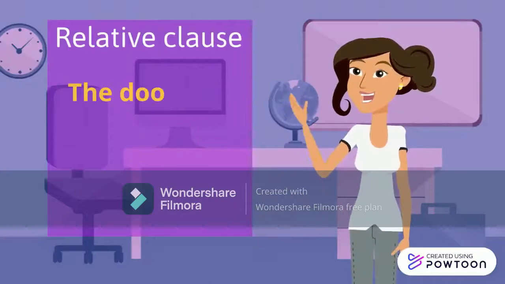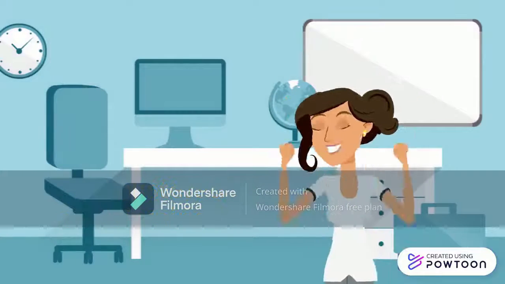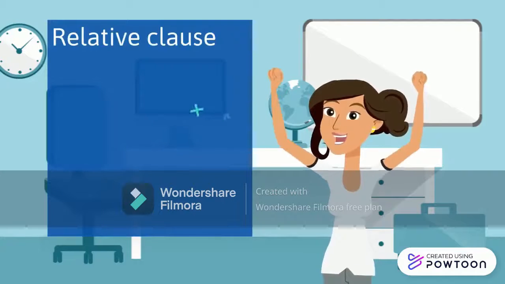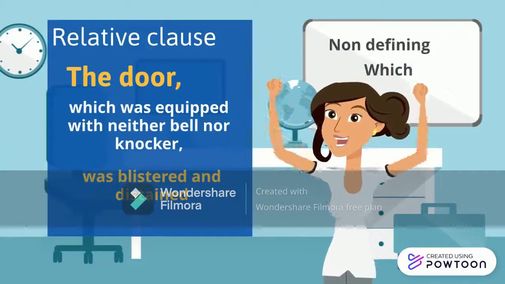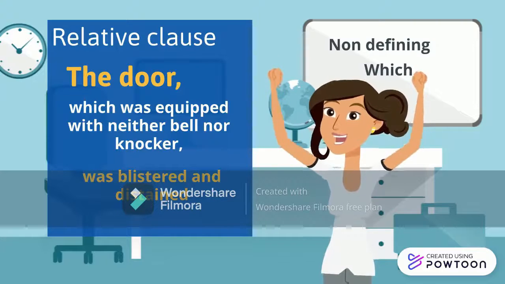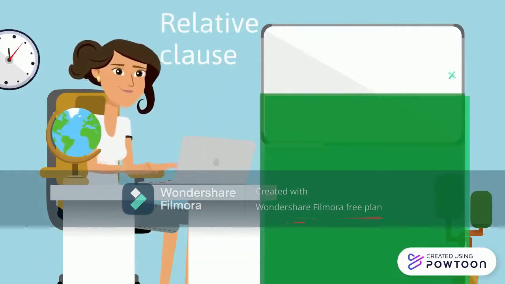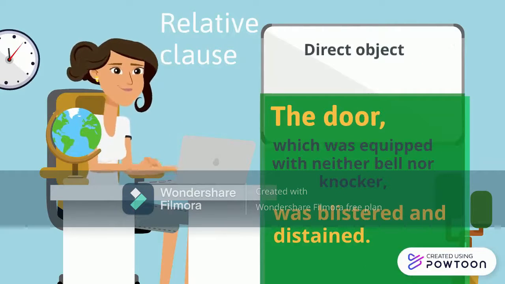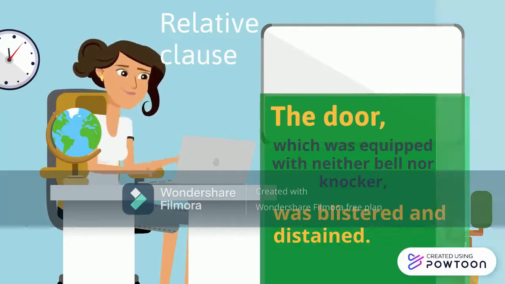And our first example of relative clause is: The door, which was occupied with neither bell nor knocker, was blistered and stained. This relative clause is non-defining type, and which is the relative pronoun that works as subordinator. In this case, the function of the subordinator is direct object, and the antecedent clause is the door was blistered and stained.